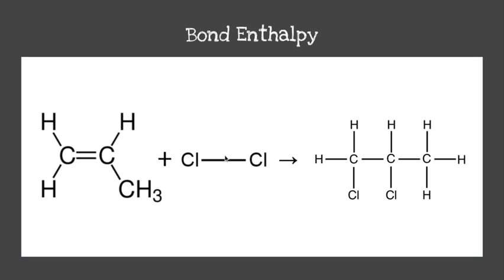Next, this one is broken down. So we have Cl-Cl broken down. So we have two C-Cl bonds formed, one Cl-Cl broken, and then another one, the double bond became a single bond. So C double bond C is broken down, and then C single bond C is formed.